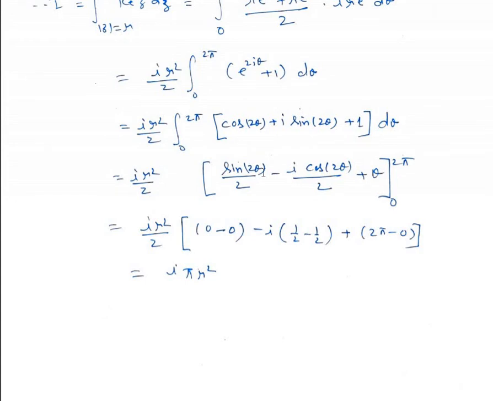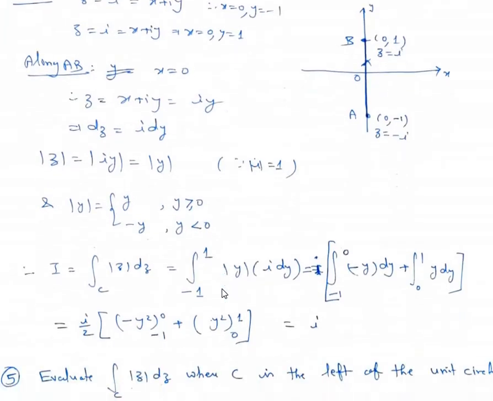Integral of cos 2 theta is sin 2 theta upon 2. Integral of sin 2 theta is minus cos 2 theta upon 2. Integral of 1 is theta. Limits from 0 to 2 pi. So put the limits. So we get the answer as i into pi r square.